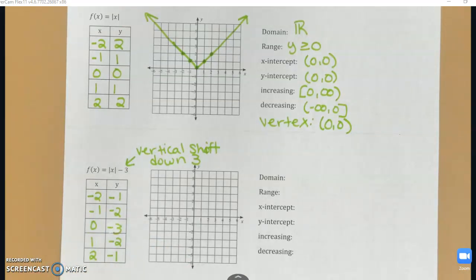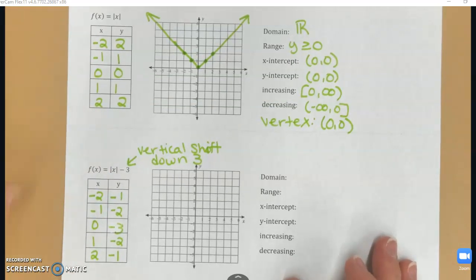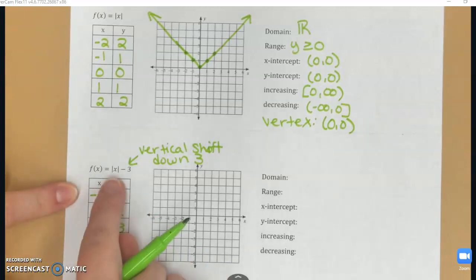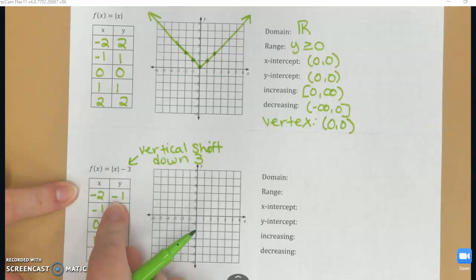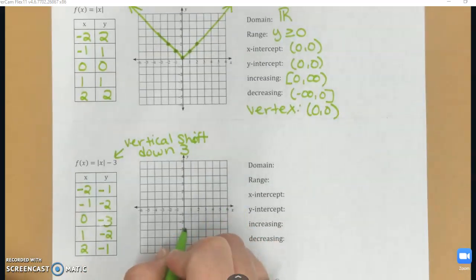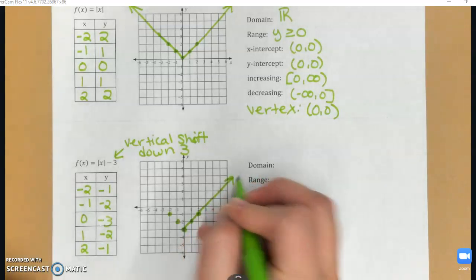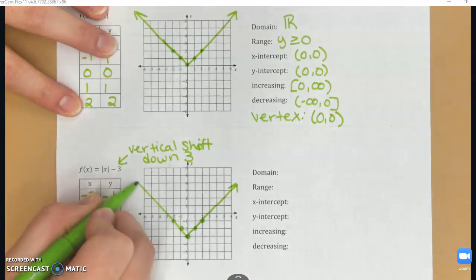Now, how can I make sure I did this correctly, that I identified the correct transformation and changed the correct coordinate? Well, you could pick any of these x values and plug it into the function to see if you get the correct output. Let's pick one at random. Let's do -2. The absolute value of -2 is 2. 2 minus 3 is -1. And you could do that with all of your points to make sure that you have found the correct coordinates. So I'm going to plot my new points for my transformed function.